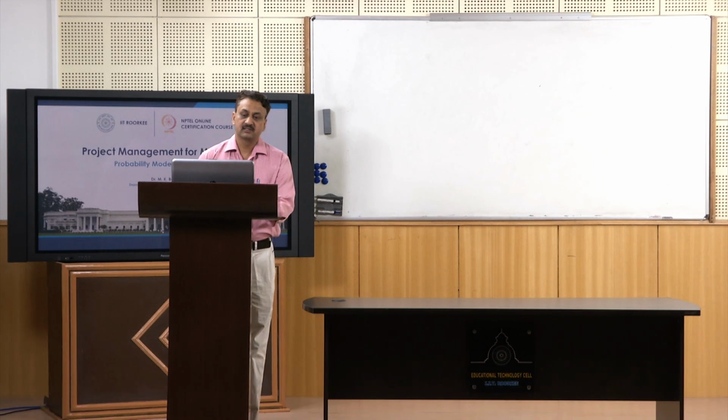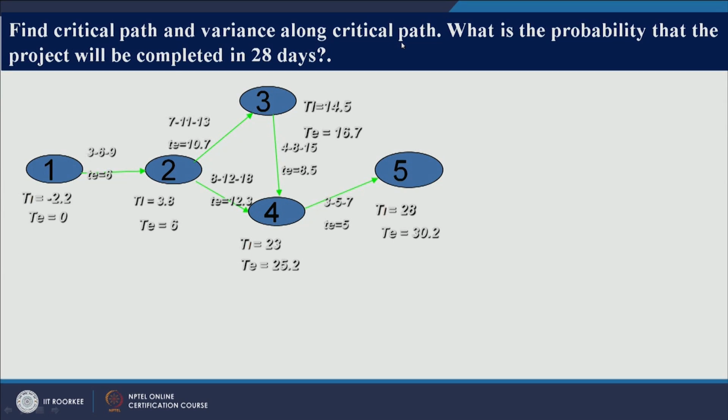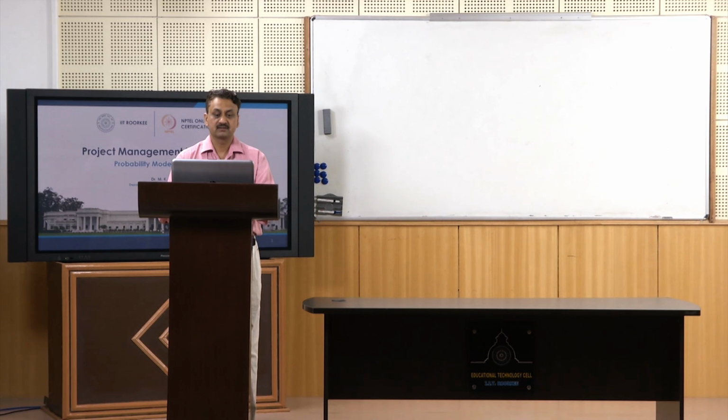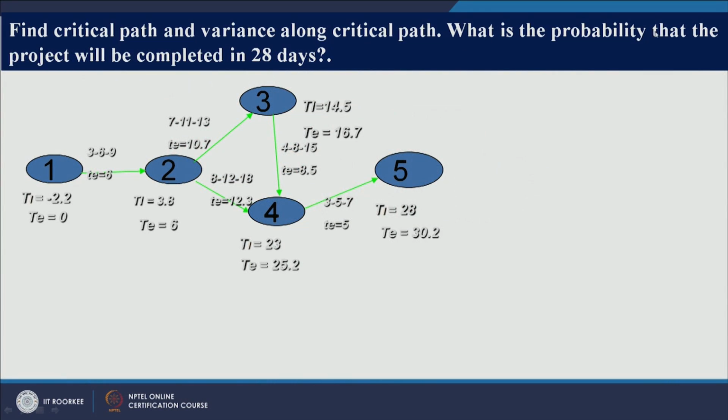Let us look at this question. Find the critical path and the variance along the critical path. What is the probability that the project will be completed in 28 days? We want to find out first the critical path, then the variance along the critical path, and third, the probability that the project will be completed in 28 days.